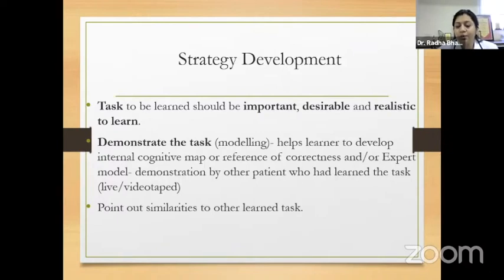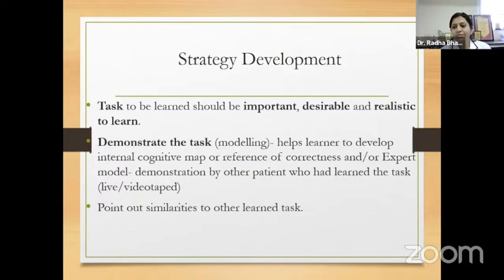Realistic to learn means you cannot expect just anything, because you are well aware of your patient's impairment. You should take into account what the impairments are, what type of medical diagnosis your patient has, and what the prognosis of your patient is, and set goals accordingly. The goals should be realistic, and the exercise for that goal should be realistic.